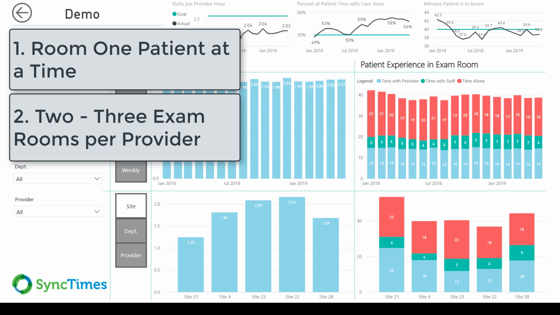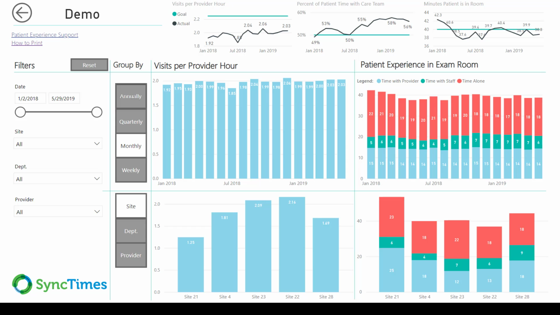Second, we need to limit providers to 2 to 3 exam rooms at a time. We have gathered data from over 10,000 patient visits and have seen that as the number of exam rooms per provider increases, so does patient alone time, and exam room utilization decreases. Not to mention, it is easier for clinical staff to manage 2 or 3 exam rooms at a time rather than 4 to 5. Let's go ahead and jump into one of these sites here and get a closer look at what their cycle times have looked like over time.